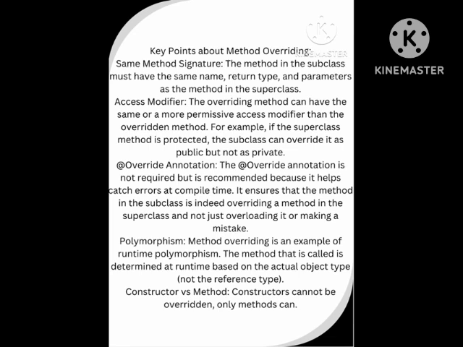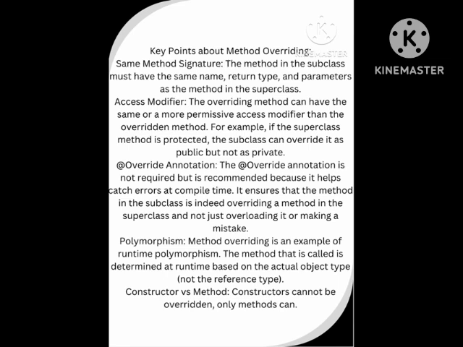Same method signature. The method in the subclass must have the same name, return type, and parameters as the method in the superclass. Access modifier. The overriding method can have the same or a more permissive access modifier than the overridden method. For example, if the superclass method is protected, the subclass can override it as public but not as private.